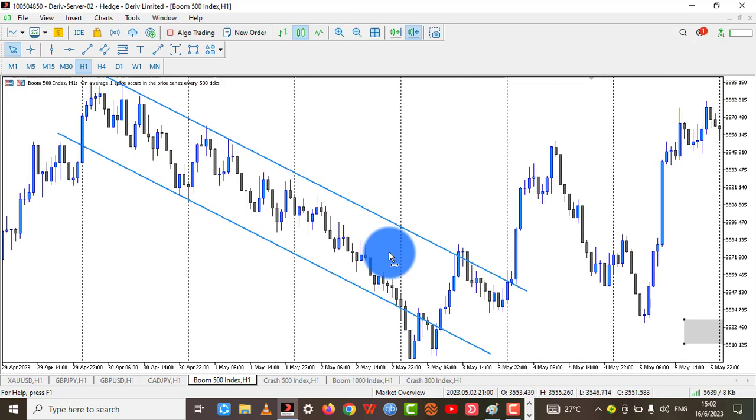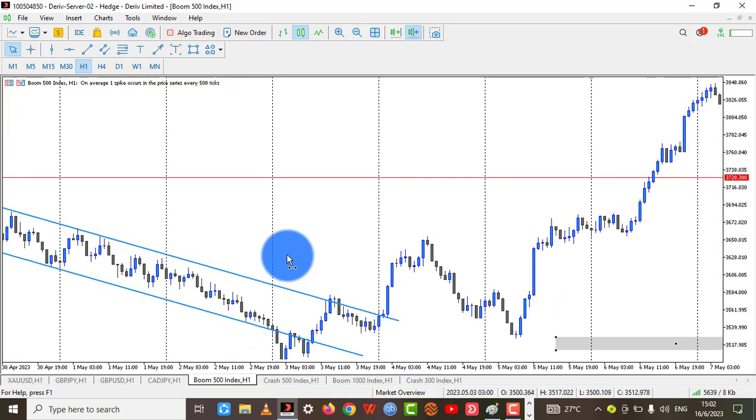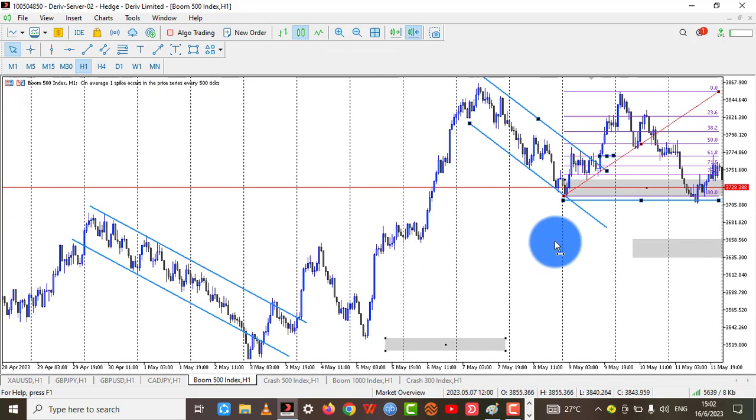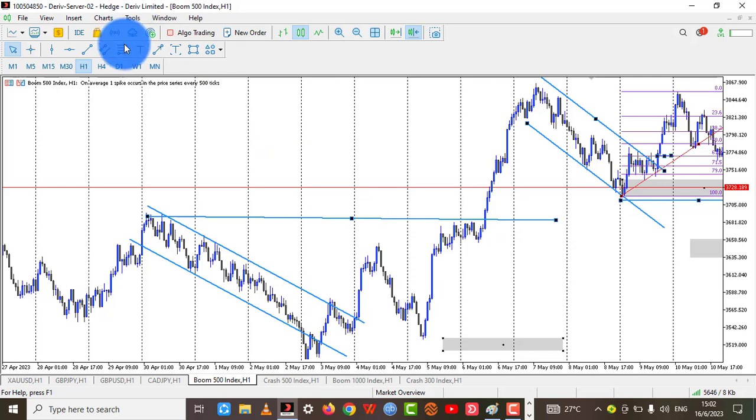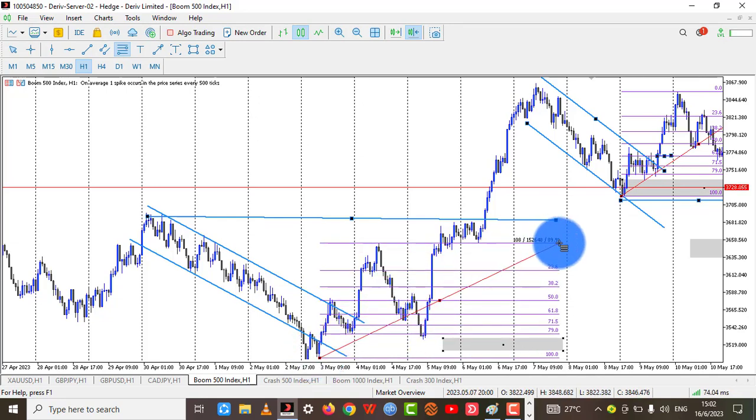You would have targeted one of these highs right here as your take profit. And if you had missed this trade, this is the beauty of this strategy. If you had missed this trade, you would have placed a Fibonacci retracement right there for this impulse. And what does price do? This is your demand zone.